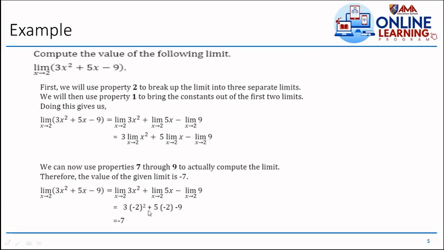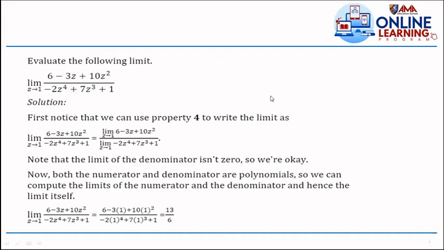Okay? So, negative 2 squared is 4 times 3, we have 12. Plus 5 times negative 2 is 10. So, 12 minus 10 is 2. Minus 9, we have negative 7. Next, we have the another quotient, no? 6 minus 3z plus 10z squared divided by negative 2z to the fourth plus 7z cubed plus 1 as z approaches to 1. Okay? So pag titignan nyo, yung denominator by this time is not equal to 0.